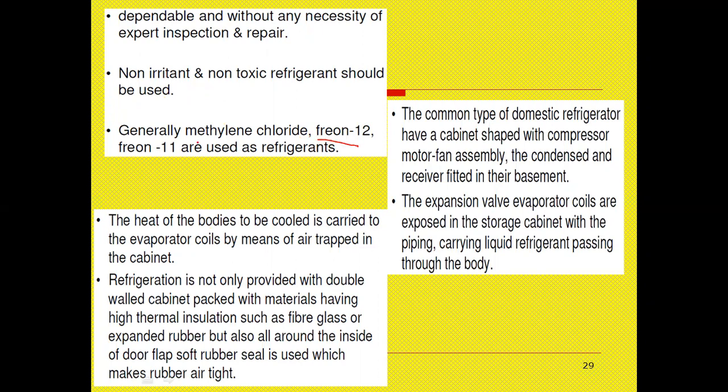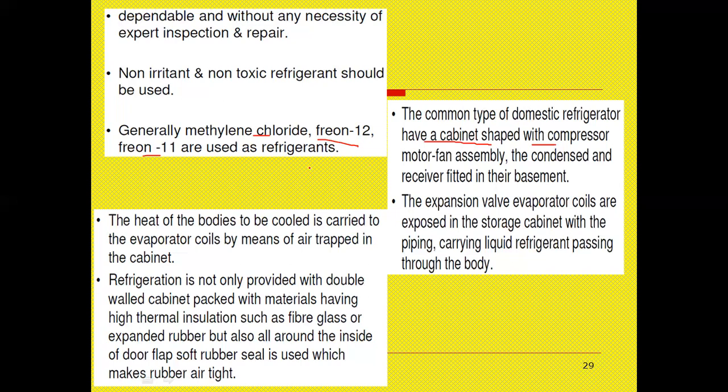Generally, we are using Freon 12, Freon 11, and methyl chloride for this type of VCR systems. Next, the common type of domestic refrigerator has a cabinet shaped with compressor, motor, fan assembly, a condenser and a receiver fitted in the basement. So these are the general parts that are used. Next, the expansion valve and evaporator coils are exposed in the storage cabinet, with the piping carrying liquid refrigerant passing through.